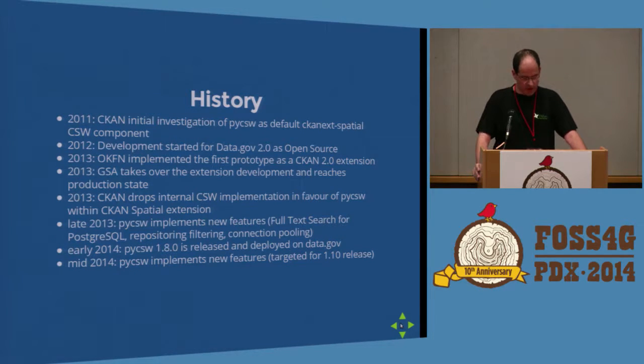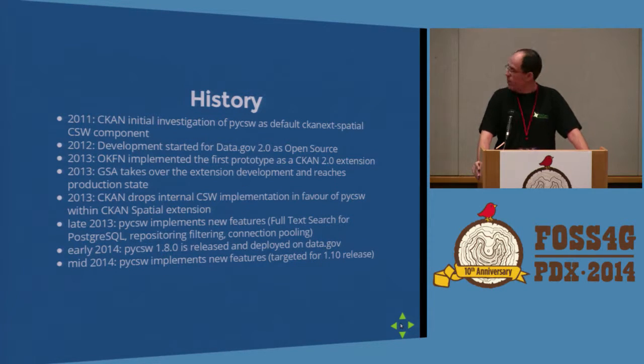Then, when pycsw was actively involved in this implementation, we started working on new features that would cover the needs of Data.gov, things like full text search, and repository filtering and connection pooling and stuff like that. I will talk about that later. And then in early 2014, we released pycsw 1.8, which was based upon the work we did for Data.gov.